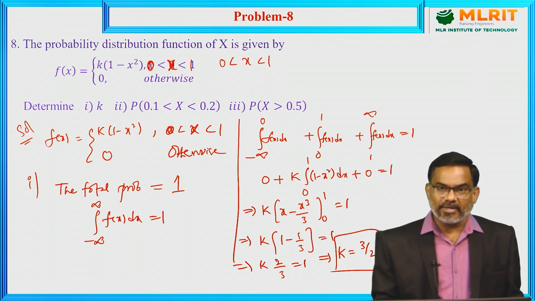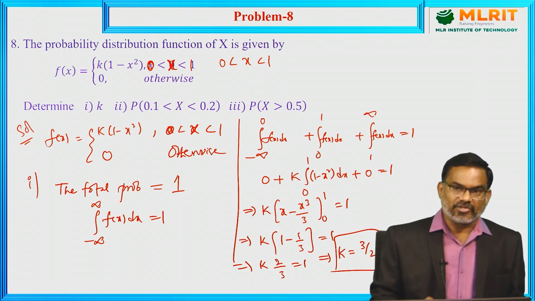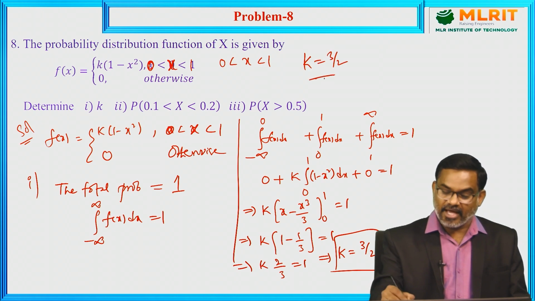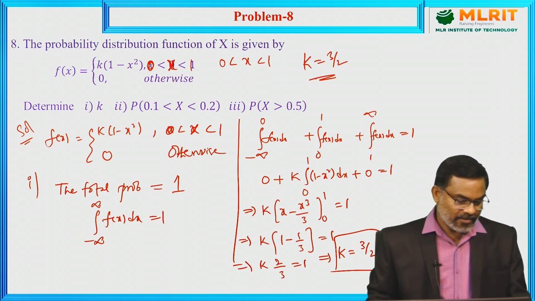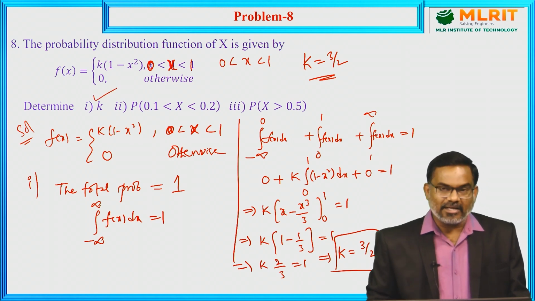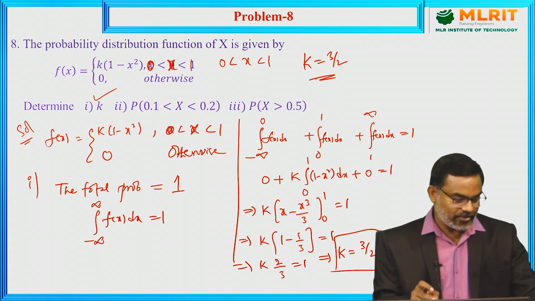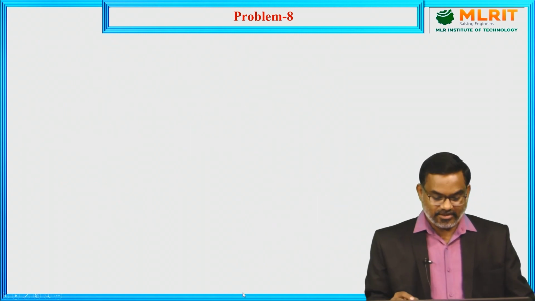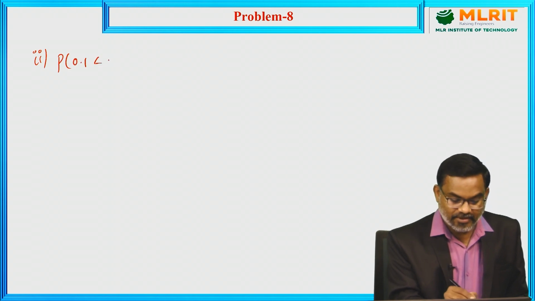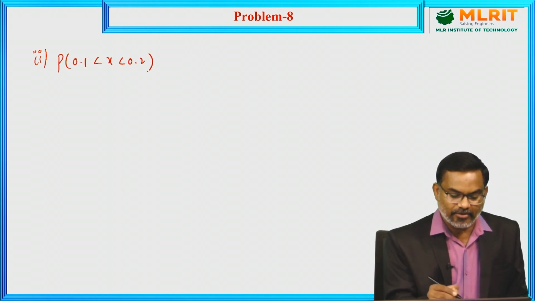Now, we can replace this value in the given function also. So, here we have obtained the value of k as 3 by 2. Now, the first one is over. Now, we need to calculate the probability of x lies between 0.1 and 0.2. Now, coming to this second problem, probability of x lies between 0.1 and 0.2.